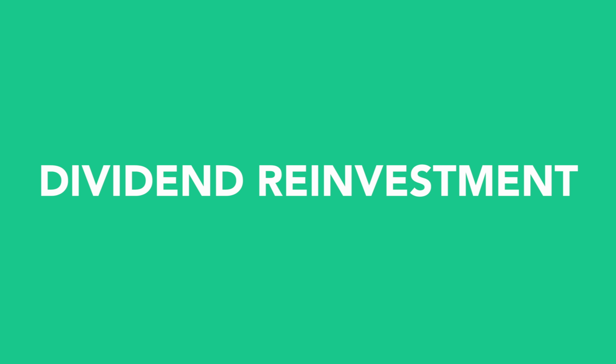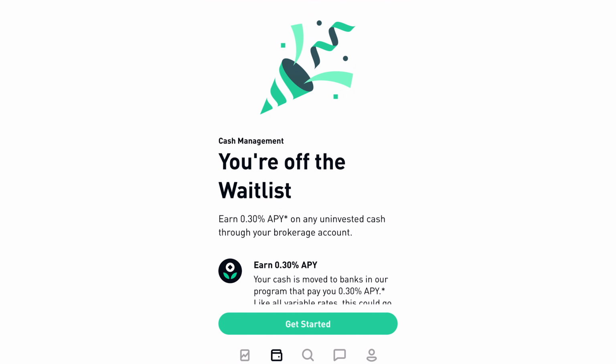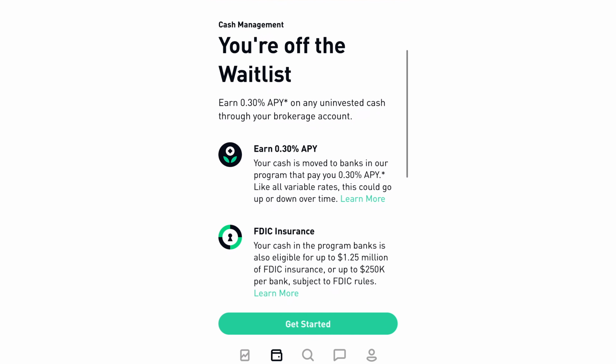Another cool feature is dividend reinvestment. This allows you to automatically reinvest your dividends without having to do it manually. This is how compound interest is created. Cash management gives you the ability to earn 0.3% on any uninvested cash through your brokerage account. This is a variable rate that could go up or down over time.